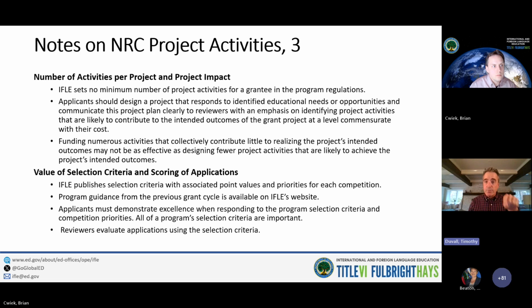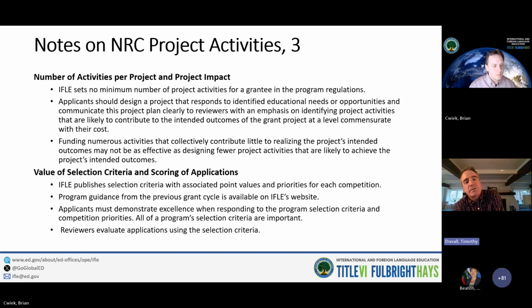So think about what the intended outcomes of your project are, fit those into the program purposes, and then you can decide, again, using the 6 criteria that we've laid out already, whether or not you want to fund any particular activity. So funding numerous activities that collectively contribute little to realizing the project's intended outcome might not be particularly effective. It might be more effective to design fewer project activities that are more likely to achieve the project's intended outcomes. I'm sure you're noticing that Brian and I are saying that over and over again, intended outcomes, right? This should be what's driving you as you conceive of your projects, and as you're fitting your projects with their intended outcomes into the program purposes writ large.